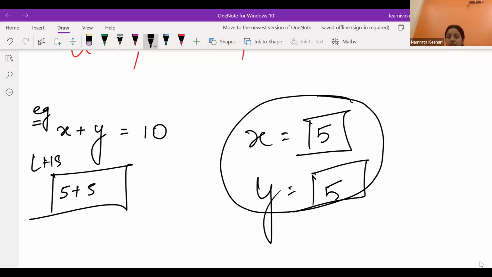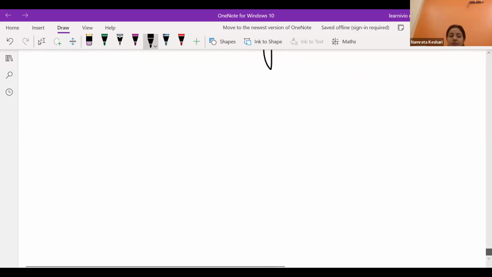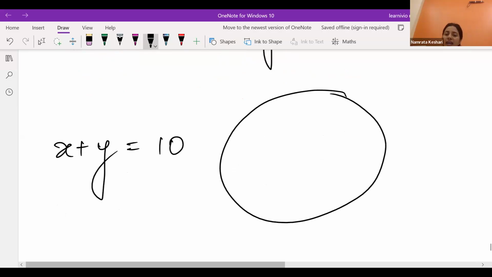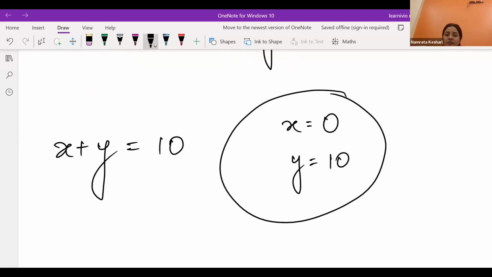Let's try finding another possible answer. Again, I am writing the same equation, x plus y is equals to 10. And again, I will tell you, can we say x can be 0 and y can be 10? Think about it. If you put x as 0 and y as 10, and if you add them, definitely you will be getting RHS, right? Yes, ma'am. So this is another possible answer.